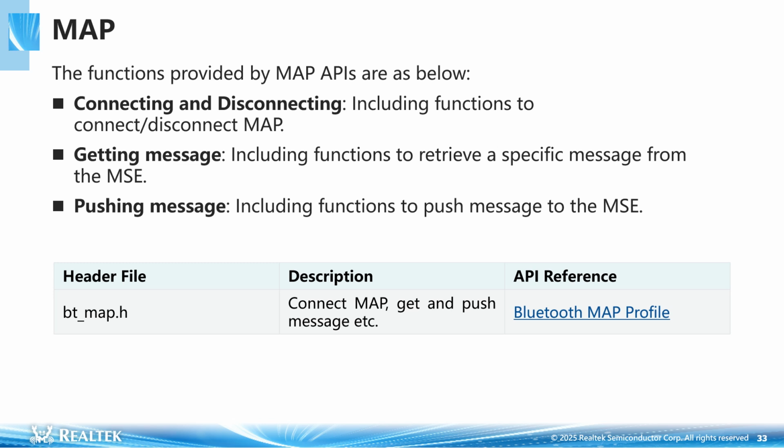Connecting and disconnecting, including functions to connect or disconnect MAP. Getting message, including functions to retrieve a specific message from the MSE. Pushing message, including functions to push message to the MSE. More details of MAP-related APIs are provided in the SDK.